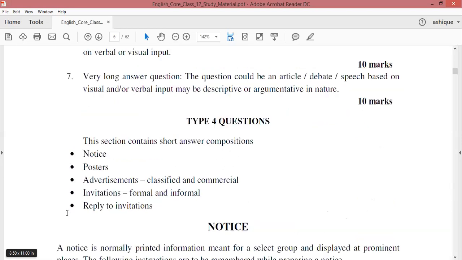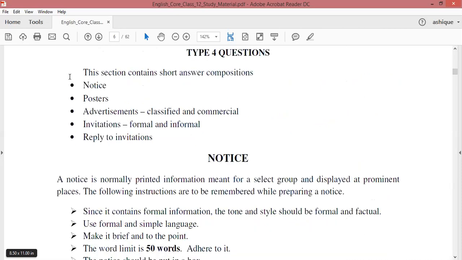Question number 4 type questions will cover notice writing, poster, advertisement, classified and commercial, invitation and reply. So today I'll start with notice writing first.